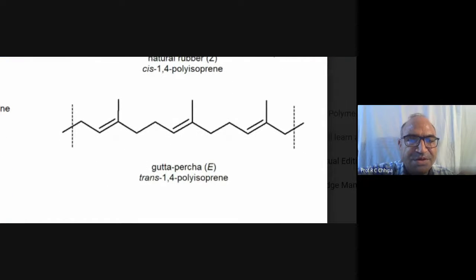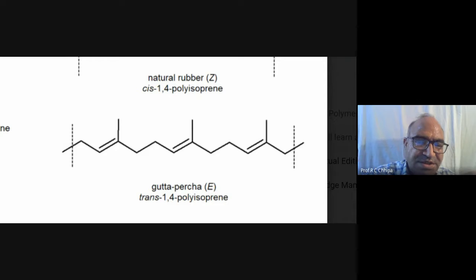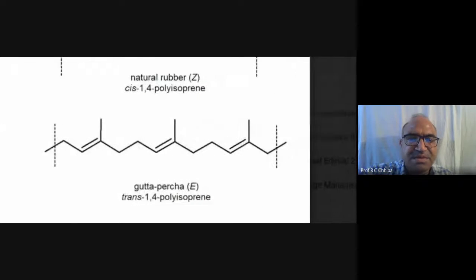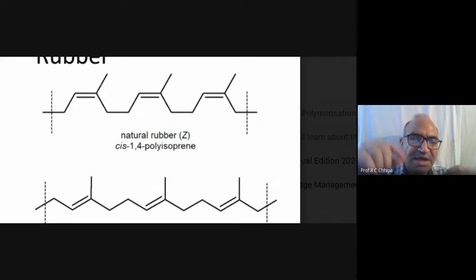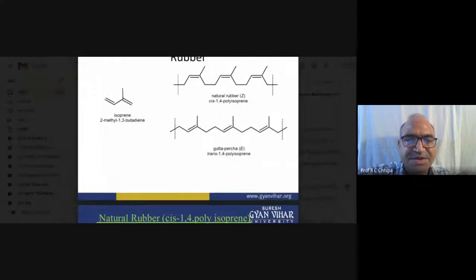In another case, the branch is not arranged. That is arranged, but in the trans position. So we get gutta percha, and this is the trans 1,4 polymer of isoprene. So polyisoprene has two ways: the cis position of the methyl group, or the trans position of the methyl group. So this one is specific, and all of you are well known about the cisoid form of the geometrical form. So we have very specific structures arranged.